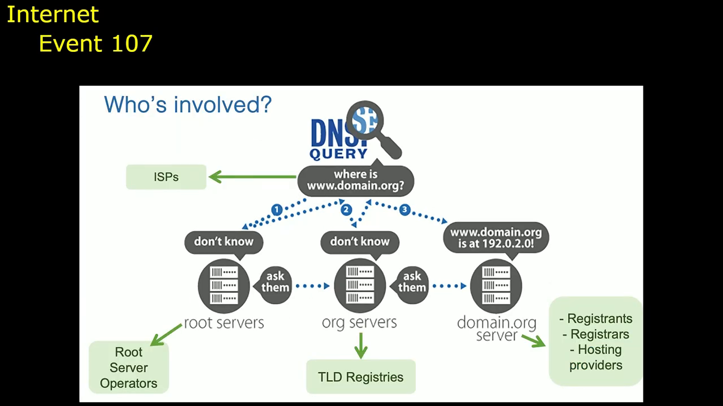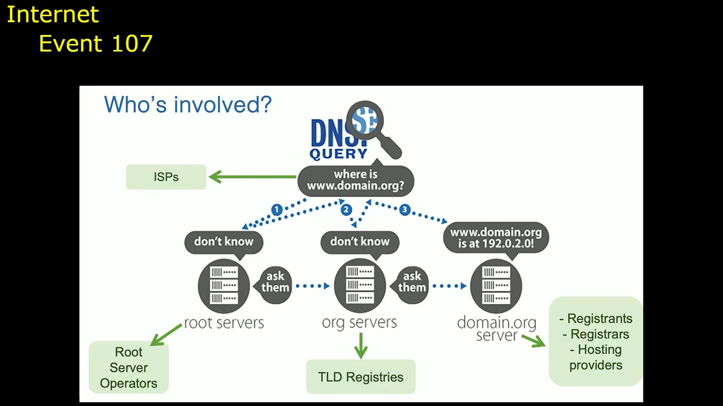Now, who's involved, just very briefly, in this DNS query or DNS resolution process? The moment you type www.domain.org in your browser, your ISP has a recursive resolver that looks for the IP address for you. So ISPs are involved in this first step. Then they have to go and ask the root servers. And who operates the root servers? There are 12 organizations globally operating these root servers that provide this service.